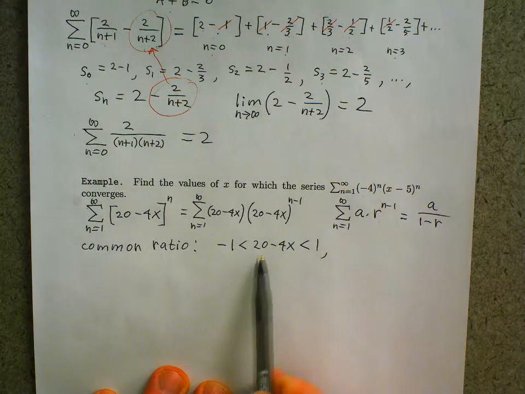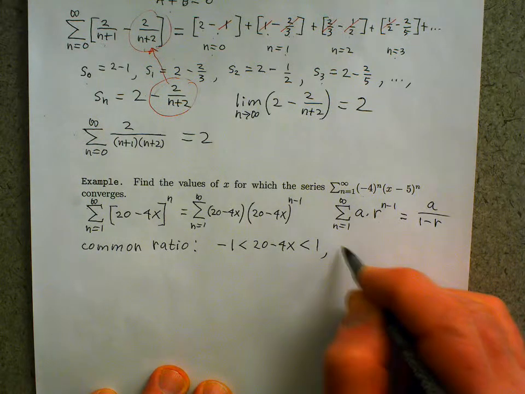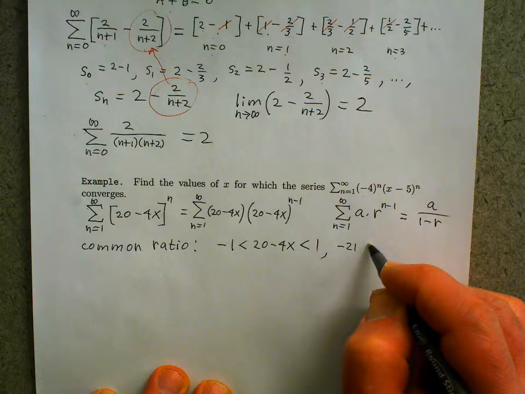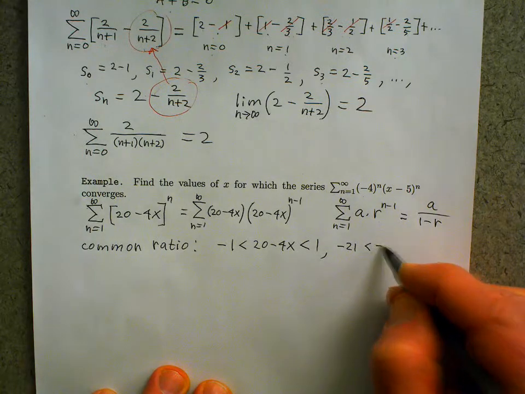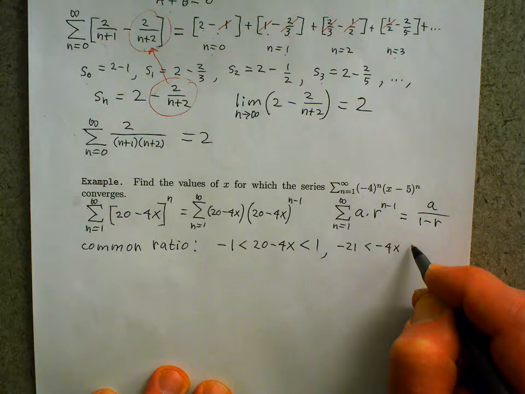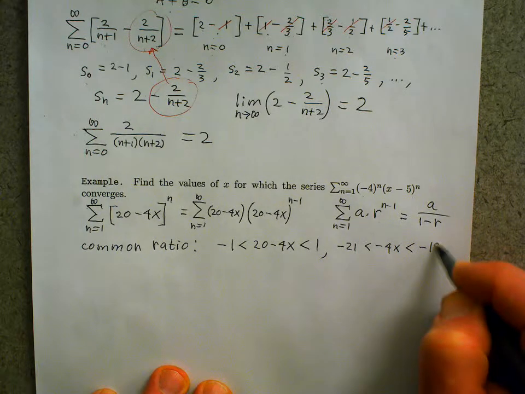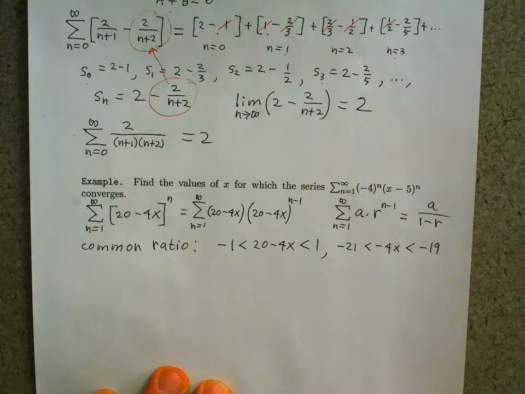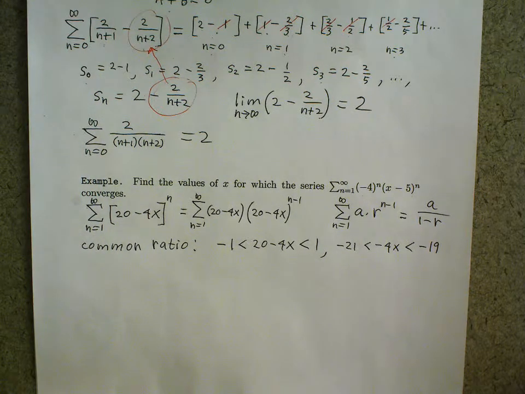First, I'll subtract 20 from all three parts. So we get -1 minus 20 is -21, which is less than 20 minus 4x minus 20, which is -4x in the middle. And that's less than 1 minus 20, or -19. We want to solve this compound inequality for x. So what do we do next?